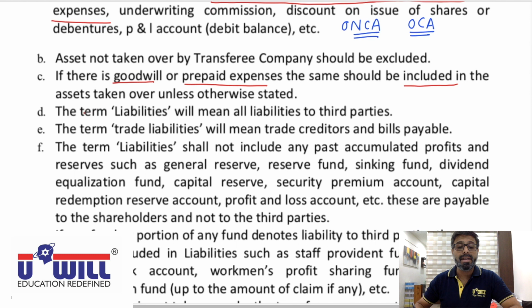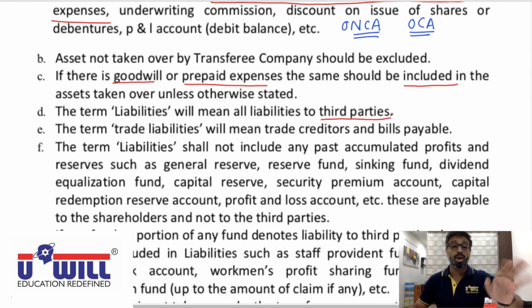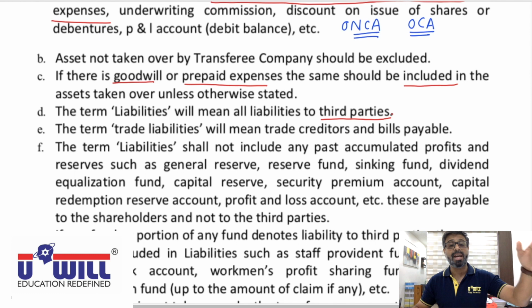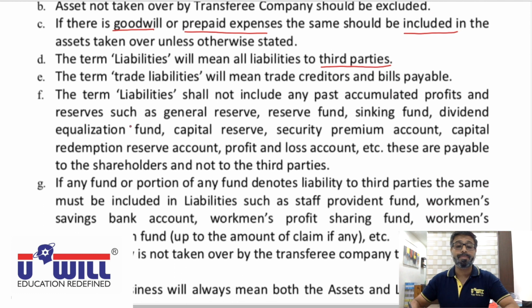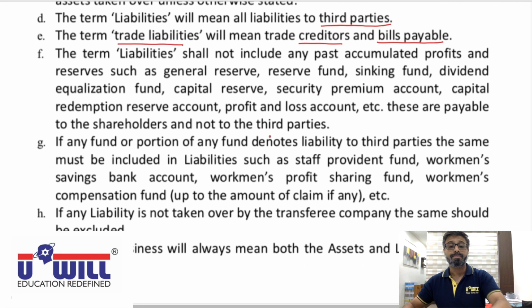The term liabilities will mean all liabilities to third parties. It means that on the liability side, everything is not to be deducted. Only external liabilities, other than share capital and reserves, are to be deducted. The term trade liabilities will mean trade creditors and bills payable. This you already studied in the company final accounts format also. Trade payables include creditors plus bills payable.